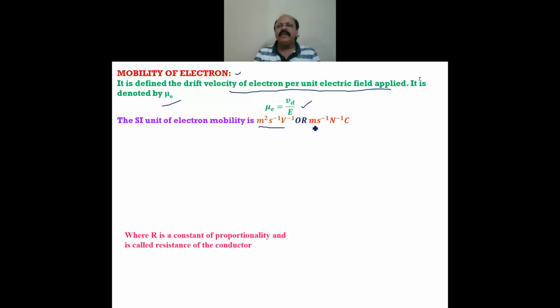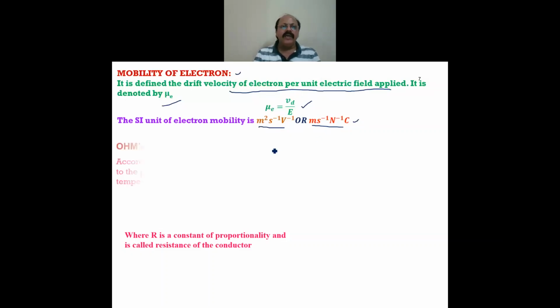Or you can say that another unit, velocity meter per second, E Newton per coulomb, Newton inverse coulomb. So finally there are two units, one is meter square per second volt inverse, another one is meter per second Newton inverse coulomb.